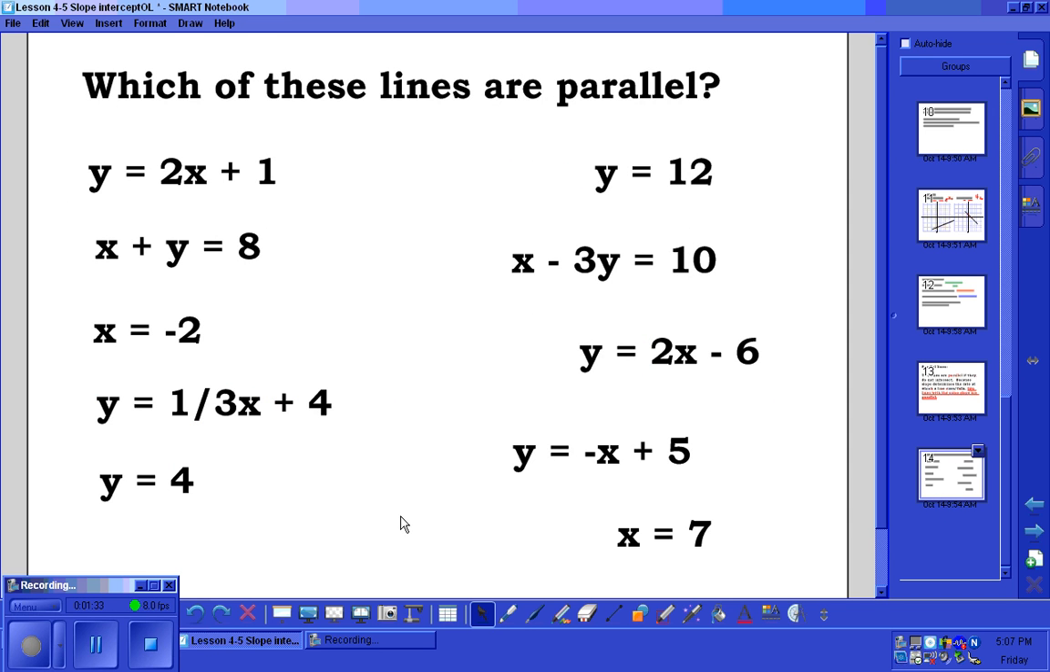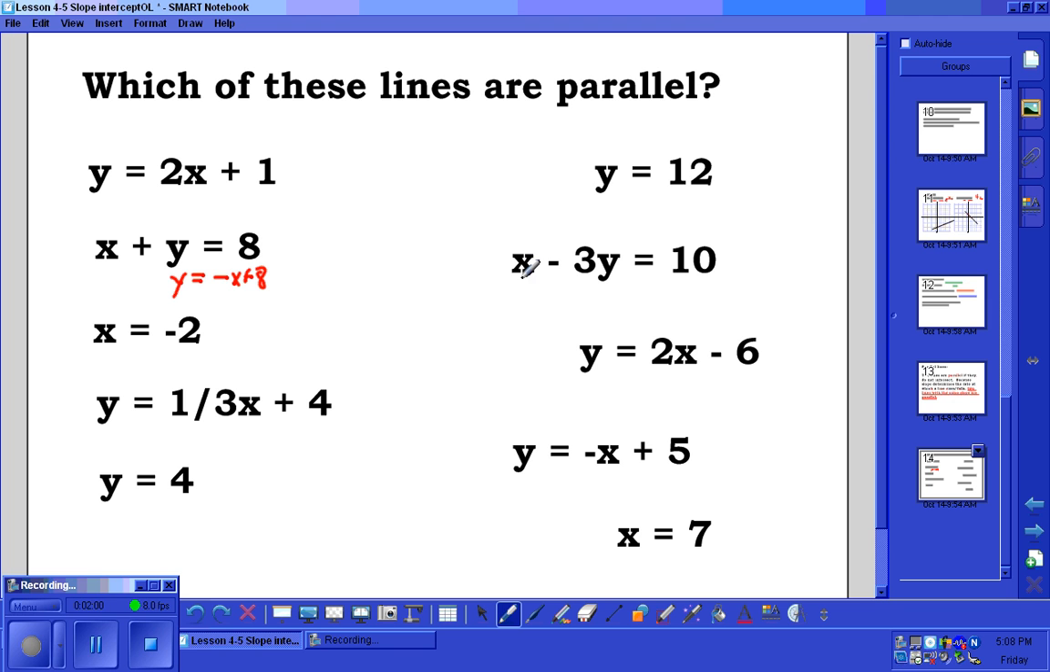So let's see if we can determine which of these lines would actually be parallel. Let's see if we can figure out which ones have matching slopes. First of all, not all of these will have a slope that's easy or obvious to see. For example, right here, can you tell what our slope is? Well, y is not by itself. If we were to get y by itself, we could subtract x from both sides, and you could tell now that the slope is -1.